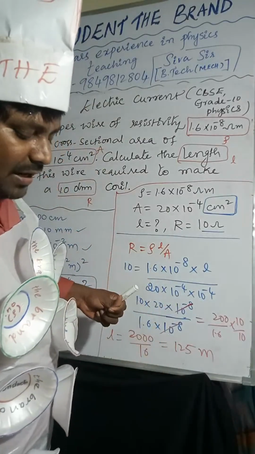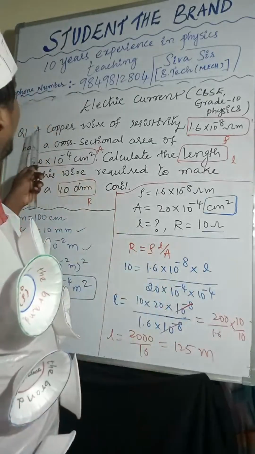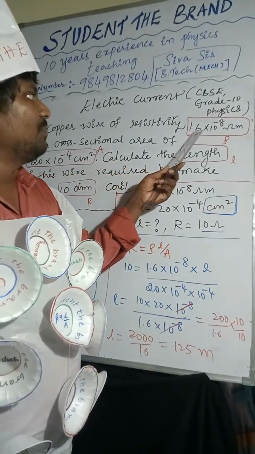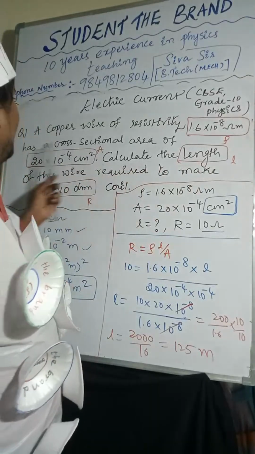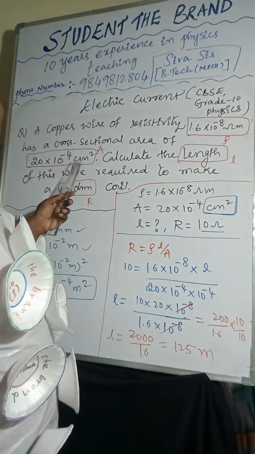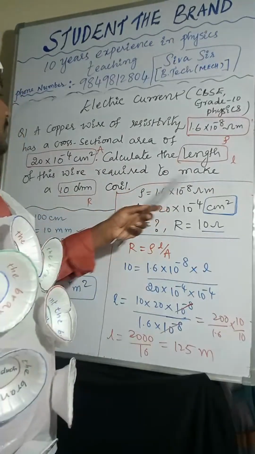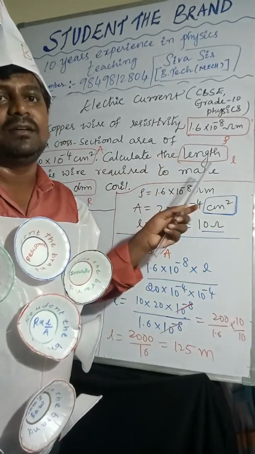Every time whenever they give a question, you must take care. The question: a copper wire of resistivity 1.6 into 10 power minus 8 ohm meter has a cross sectional area of 20 into 10 power minus 4 centimeter square. Calculate the length of this wire required to make a 10 ohm coil. So first you have to identify, whenever they give the question.